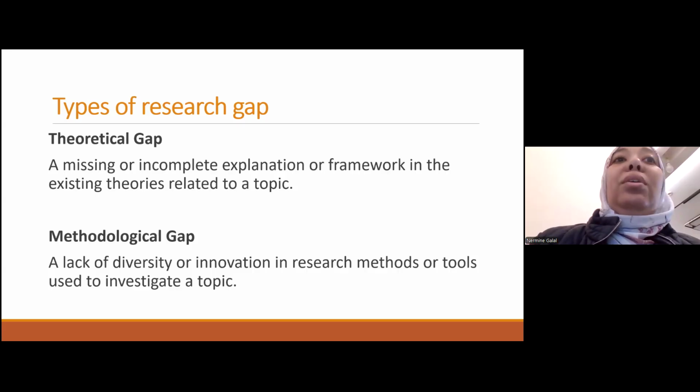So a methodological gap has got to do with the idea of implementing a new method, a new way of data collection, a new approach, moving from the quantitative to the qualitative in order to get a better understanding of the question, get a better answer for the question at hand.